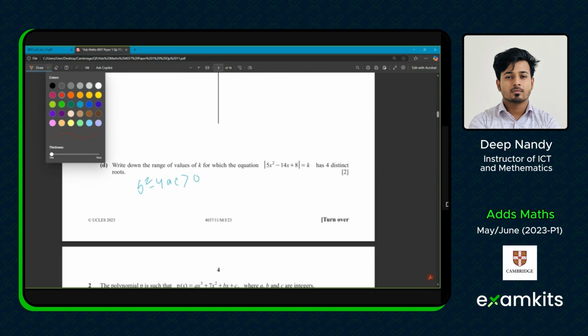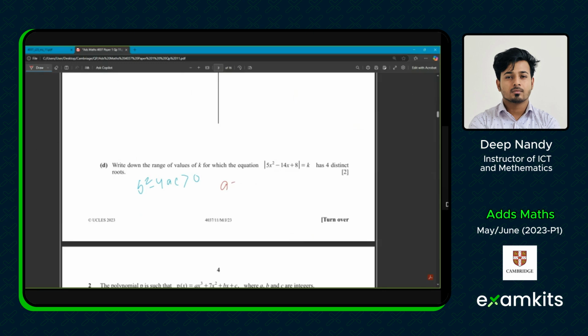So we can find the value of a here. a equals 5, b equals minus 14, and c equals 8. If we check and solve it, we get a range of k equals 0 to 9 by 5.